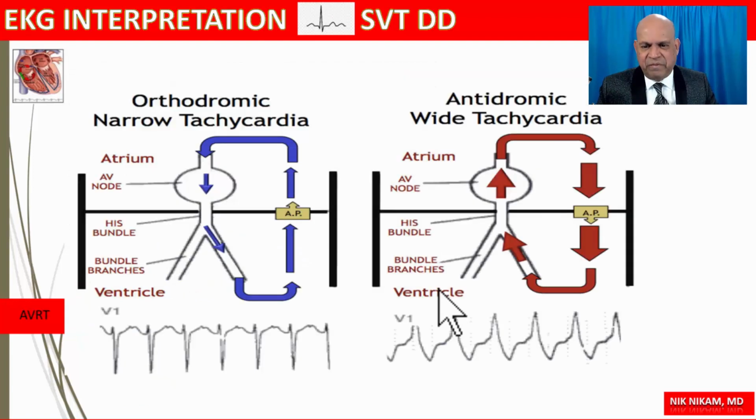Let's continue. Here I just touched upon whether the impulse is going through the normal conduction, where we see a narrow QRS complex, and here's the accessory pathway, and if the impulses are coming through the accessory pathway, then it is going to create a wide QRS tachycardia. So the treatment options are going to be slightly different if we are having what is called the orthodromic, that is going through the normal pathway, versus a circuit going through the accessory pathway, which is antidromic.